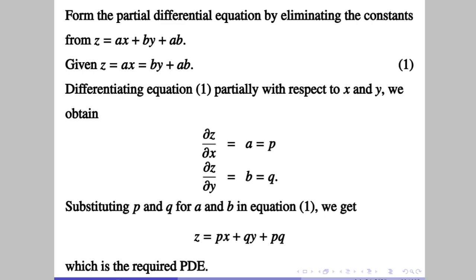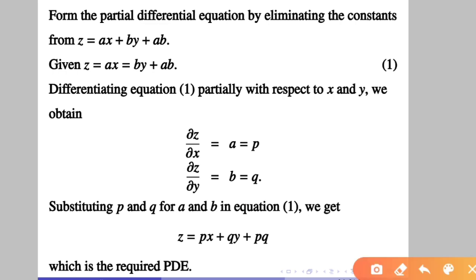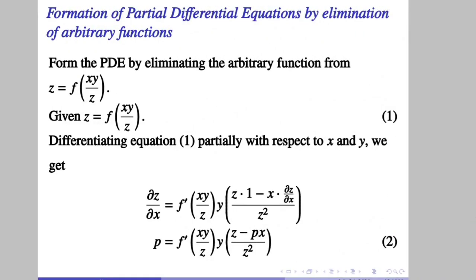In the given equation, replace a by p and b by q. So we are getting z is equal to px plus qy plus pq. Next, we are finding the partial differential equation by eliminating an arbitrary function.